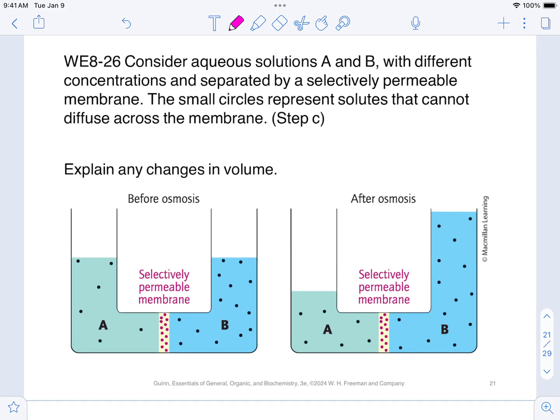Step C, I just answered that. Explain any changes in volume. Again, it's because the water flowed this way that it caused the volume in B to increase. So it's just the way the water diffused.